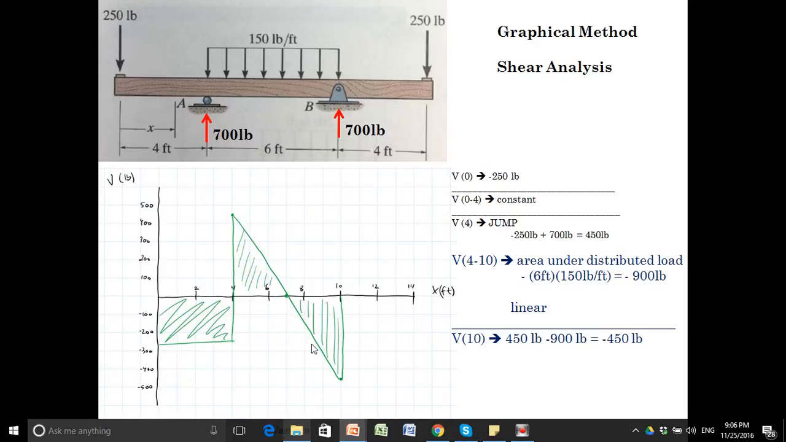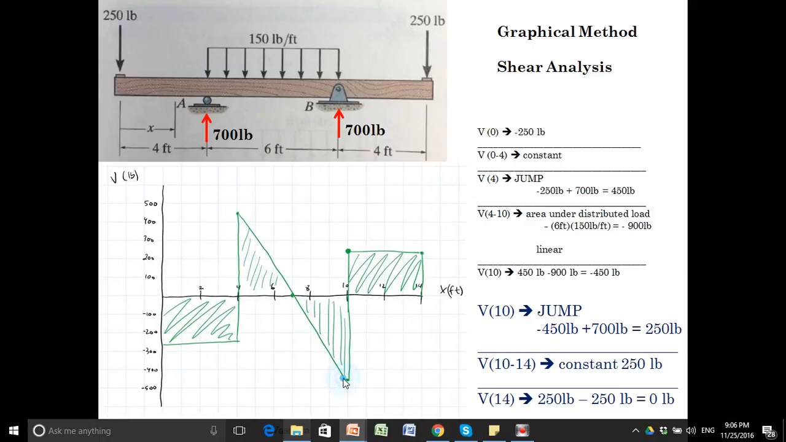How do we know whether we're going to be constant, linear, or parabolic? Well, because the distributed load is this constant line, this constant load, we know that our shear is going to be linear. Okay, so from here, we're at 10, we're at negative 450.